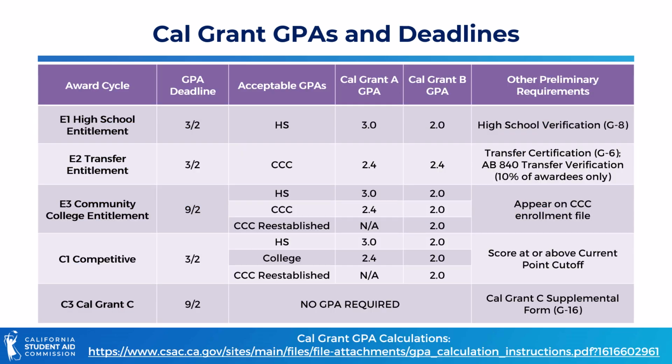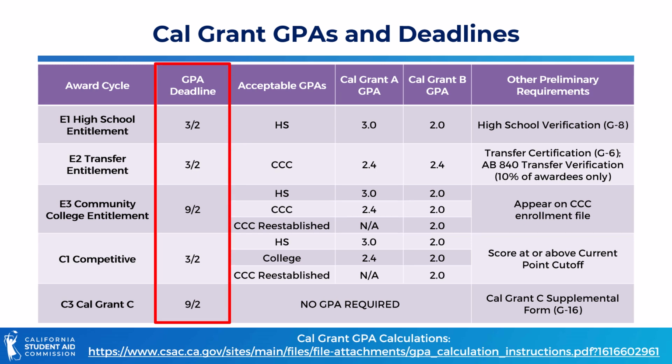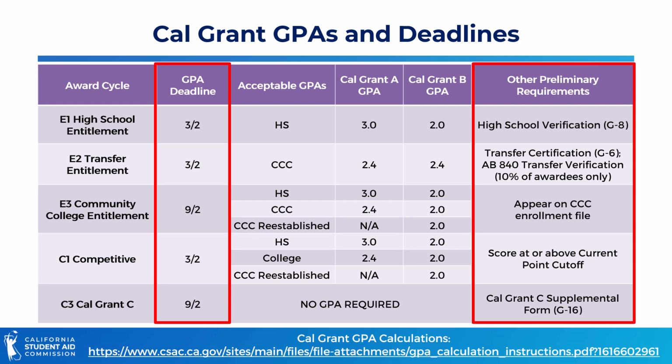Now let's get into the Cal Grant GPAs and deadlines. The Commission uses GPAs from both high schools and colleges to determine Cal Grant eligibility for the various award cycles, E1, E2, E3, and C1. And while there are 2 deadlines, March 2nd is a priority deadline for most award cycles, excluding the E3 Community College Entitlement Award and the C3 Cal Grant C Award, whose deadlines land on September 2nd. But as a rule of thumb, we recommend that all students still submit a FAFSA or a CADA by that March 2nd priority deadline.